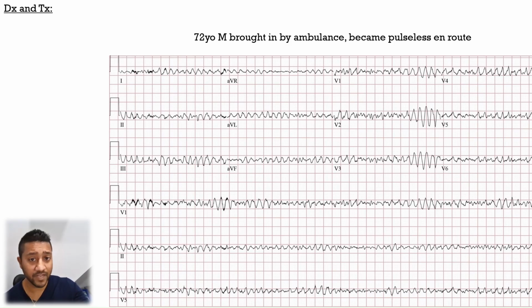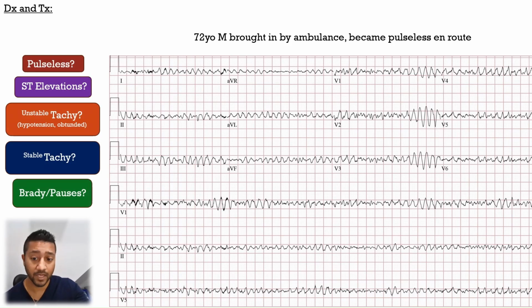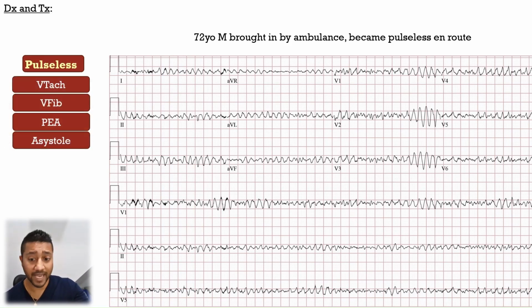Here you have a 72-year-old male who is brought in by ambulance, and he became pulseless en route. So again, I'm asking myself the same questions. Am I dealing with a pulseless patient, ST elevations, tachy, or Brady? Here, I already know that the patient is pulseless, and that's pretty easy because there aren't many options for patients who are pulseless. You have either VTach, VFib, PEA, or asystole.